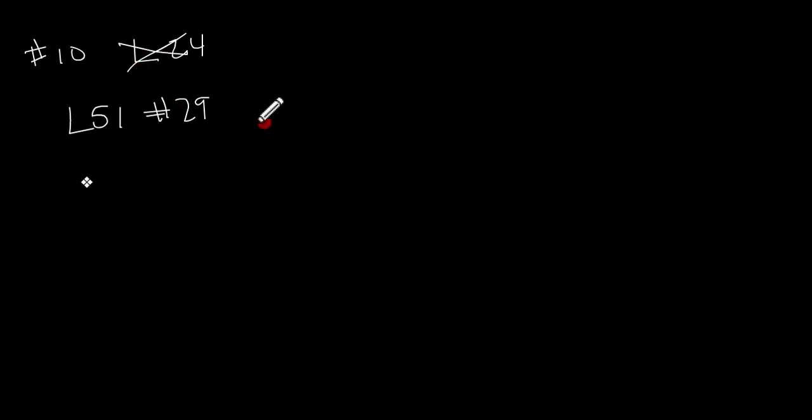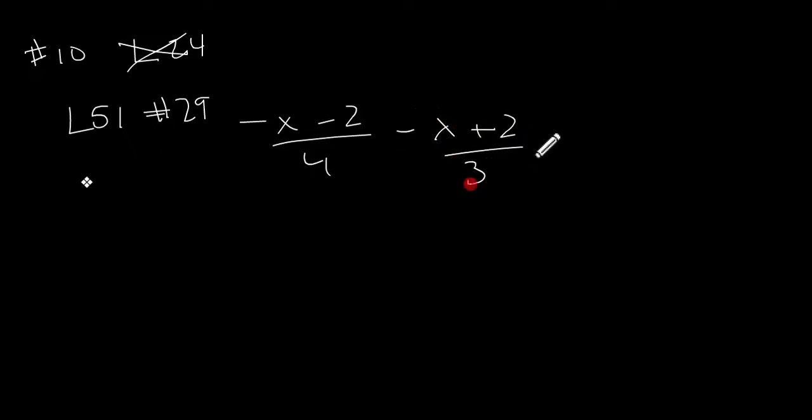So it looks like this: negative (x minus 2) over 4 minus (x plus 2) over 3 equals 3. Find the common denominator, which is 12, so we're going to multiply everything by 12. You need parentheses around your binomials. Really important. And don't forget to multiply the one on this side by the 12.